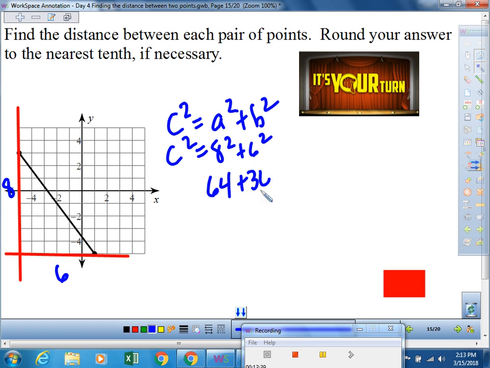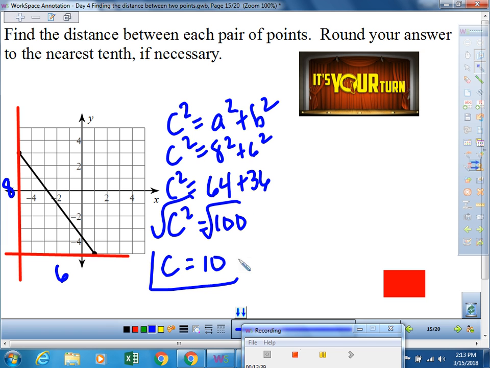64 plus 36 is how much? 100. What's the square root of 100? 10. So C equals 10. Any questions?